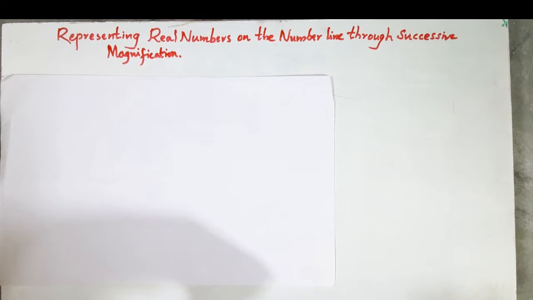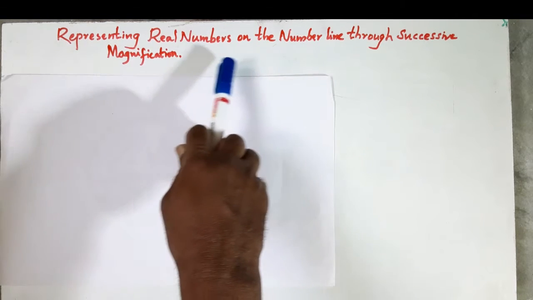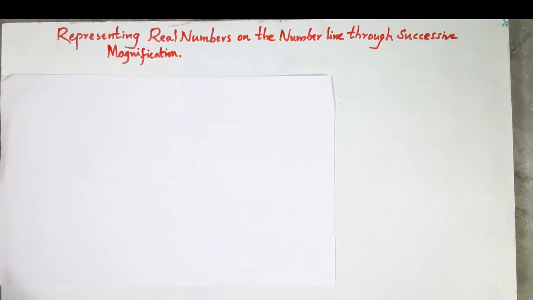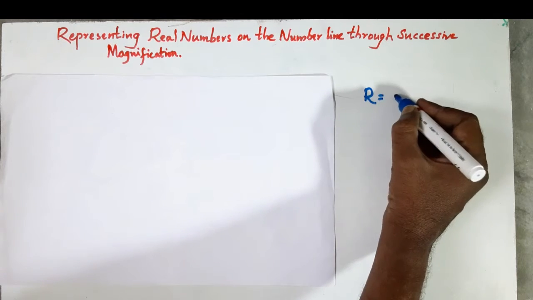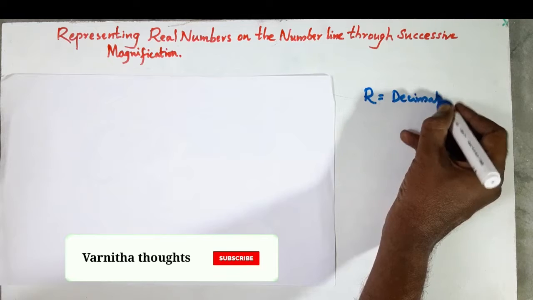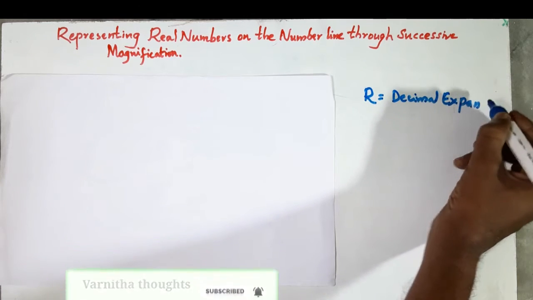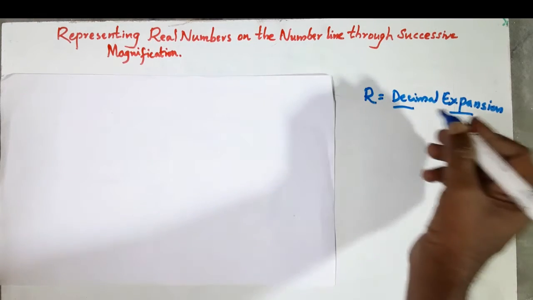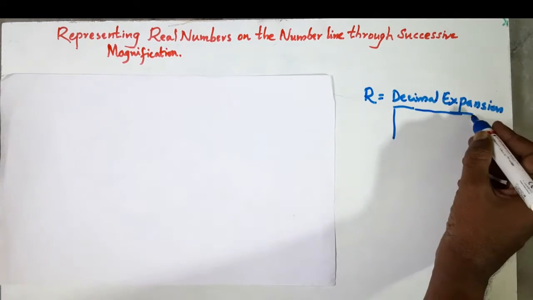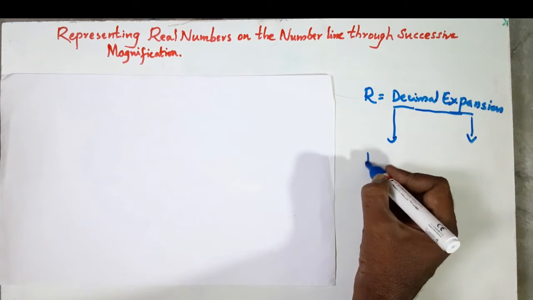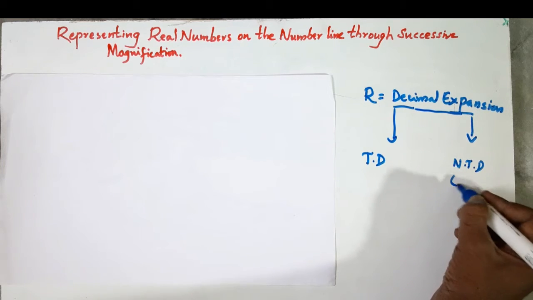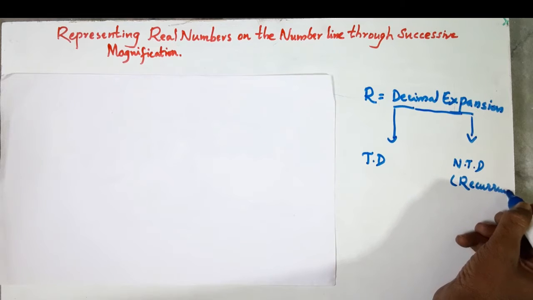Okay, today's topic is representing real numbers on the number line through successive magnification. We know that real numbers have a decimal expansion. These decimal expansions have two types: one is terminating decimals, and the other is non-terminating recurring decimals.